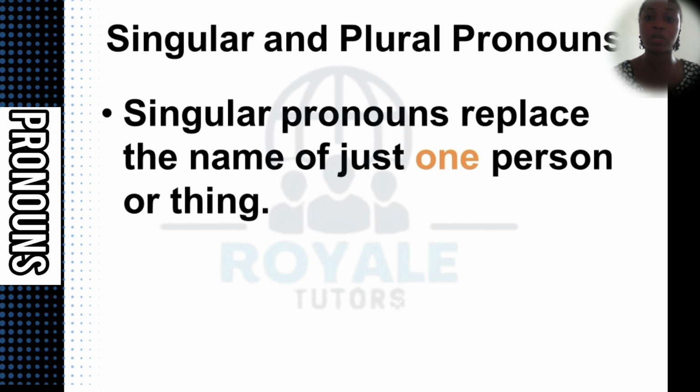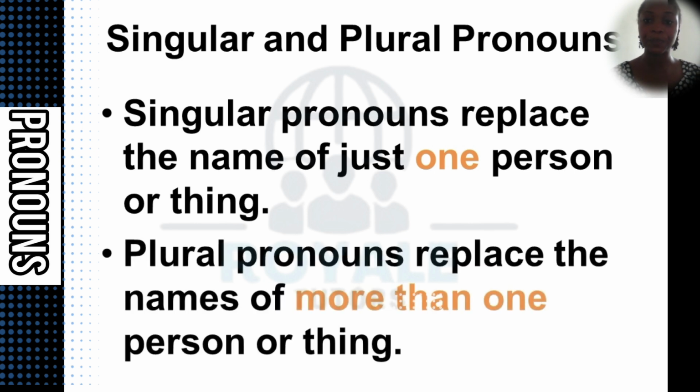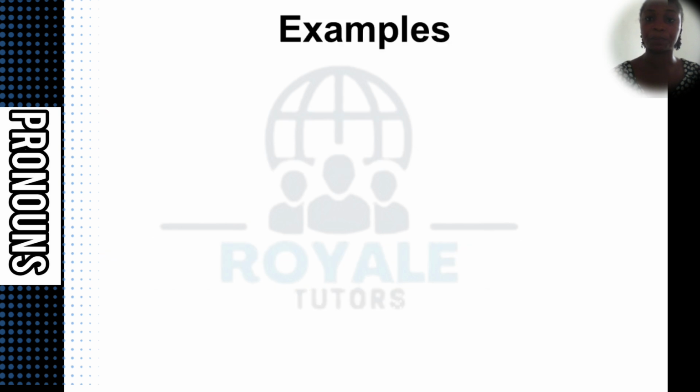All right? And then for plural pronouns, we have this. Plural pronouns replace the names of more than one person or thing. So that's to say that plural pronouns replace two or more things, two or more persons, names of things. Okay, and then now let's look at examples that we have for singular and plural pronouns.